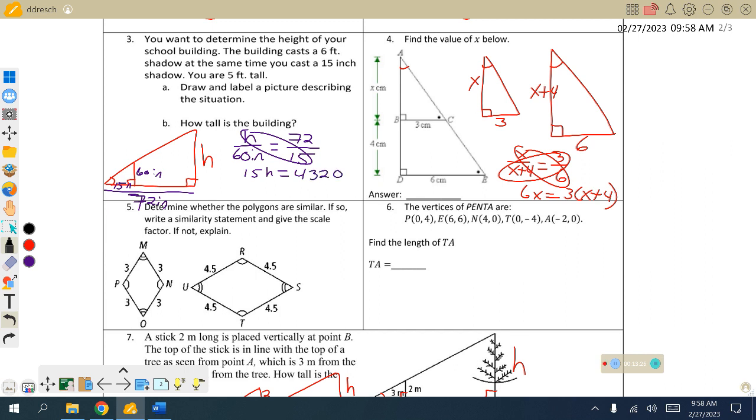4,320. Divide that by 15. 288 inches. Now, the directions don't say anything about what units to put these in, but let's use some common sense here. You don't say the height of a building is 288 inches tall. I would take that as an answer, but usually you would convert it back to feet. So divide that by 12, and what is 288 divided by 12? I think it's 24. Probably makes sense to take that back to 24 feet.